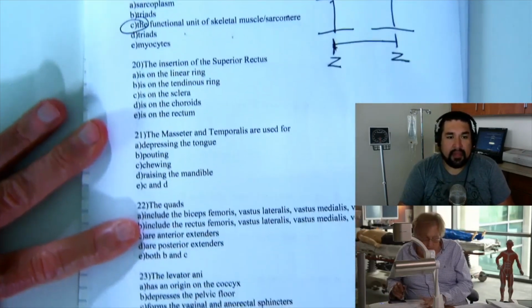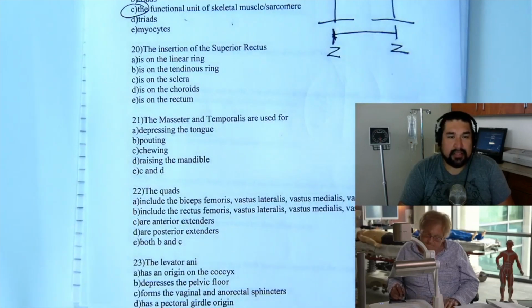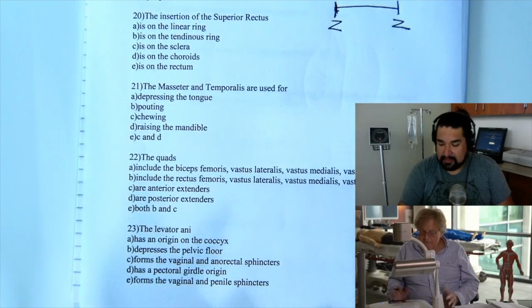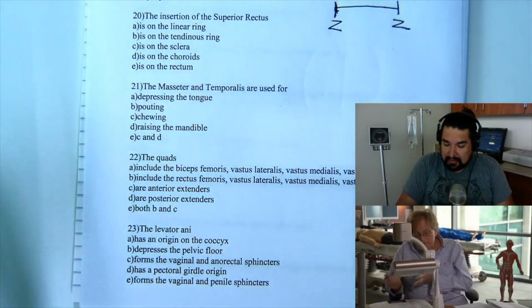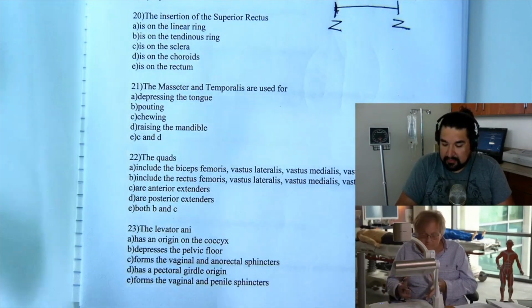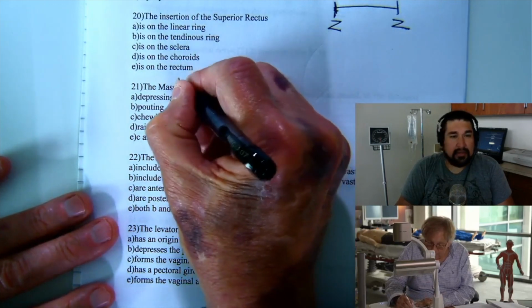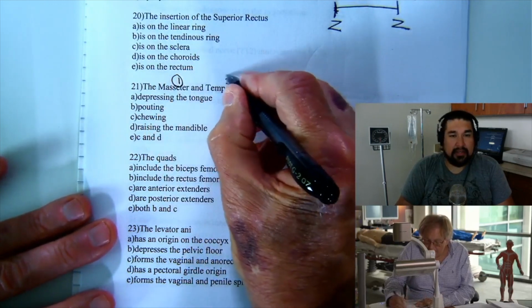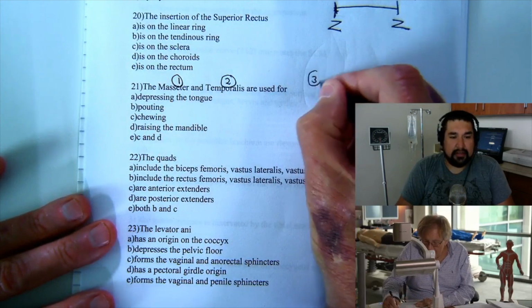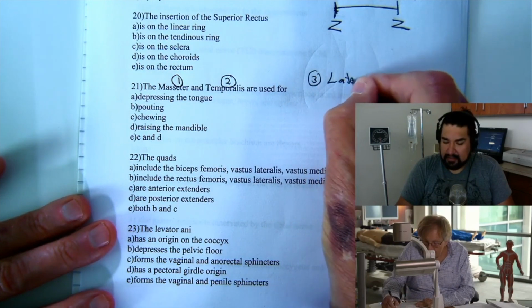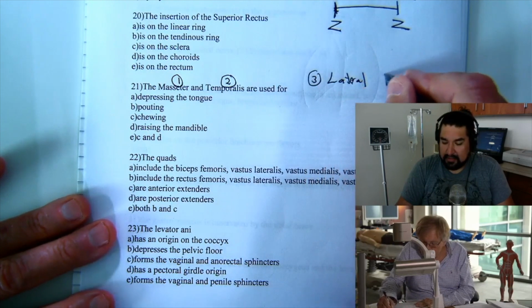What else do we have? How about 21, masseter and temporalis. Remember, masseter and temporalis are muscles of mastication. So you want to remember there's the masseter, so that's one muscle. Two is the temporalis. Three is the lateral pterygoid.